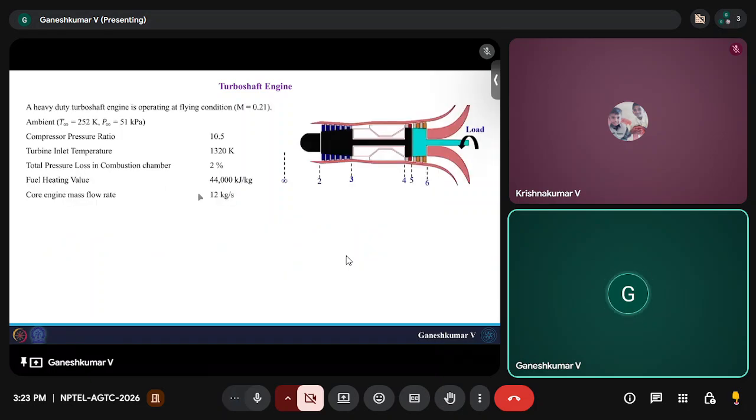So here I have a heavy duty turbo shaft engine, which is operating at a flying condition of Mach 2.21, and the ambient pressure and temperature is given. The pressure ratio here I'm going to take as 10.5. Okay. So in the lectures, I think you might have noticed the pressure ratio we used was 9.5. I just want to change some parameter and see the effect of pressure ratio for a turbo shaft engine.